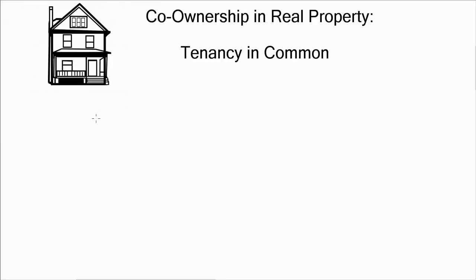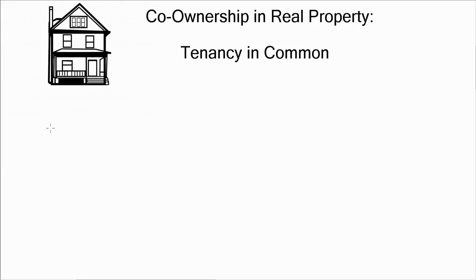In different states, there are different ways and methods in which co-ownership can take place. Typically we divide it into 2 separate categories. One is when you're not married, and the other category is for married persons. So in this example, tenancy in common is generally reserved for those who are not married. Let's look at an example here.